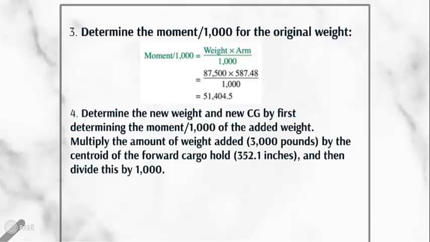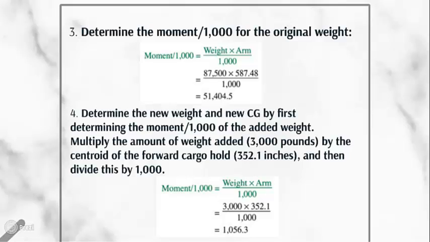Fourth step, determine the new weight and new CG by first determining the moment divided by 1,000 of the added weight. Multiply the amount of weight added by the centroid of the forward cargo hold, and then divide this by 1,000. Moment divided by 1,000 equals weight times arm all over 1,000. It will be 3,000 times 352.1 all over 1,000. The answer will be 1,056.3.